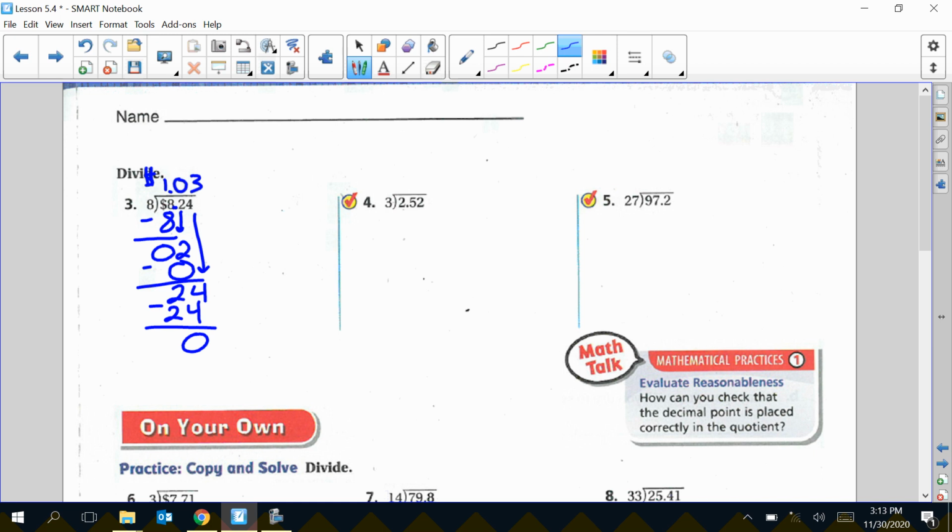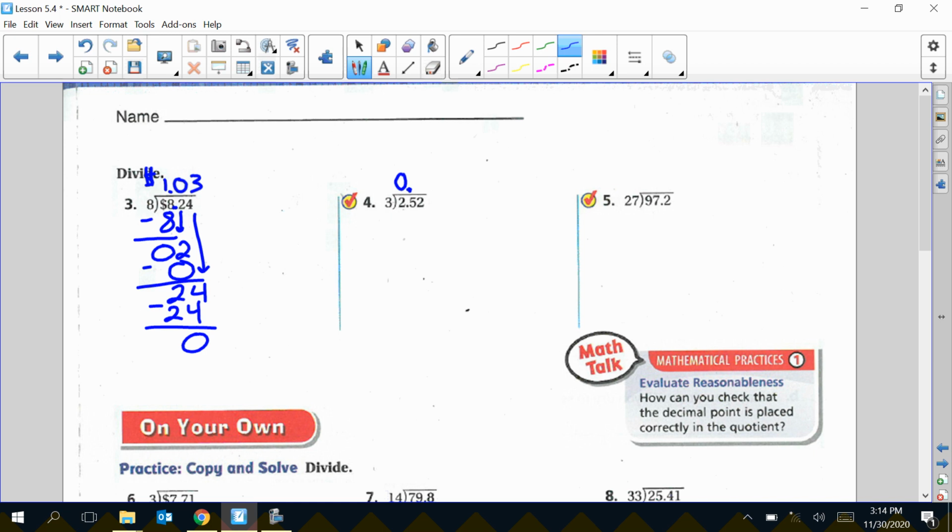On number 4, we have 2.52 divided by 3. We could bring our decimal point straight up first if we wanted. We're going to take 3 into 2. It doesn't work. And since I'm in the ones place right in front of the decimal, I'm going to put a 0 and not an X, because you should always put a 0 in the ones place if there's not a digit. So that's good practice there.